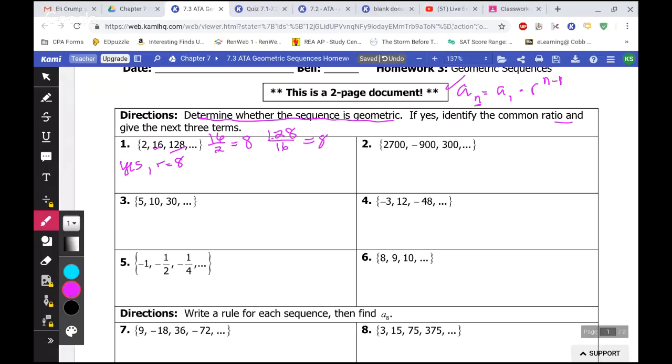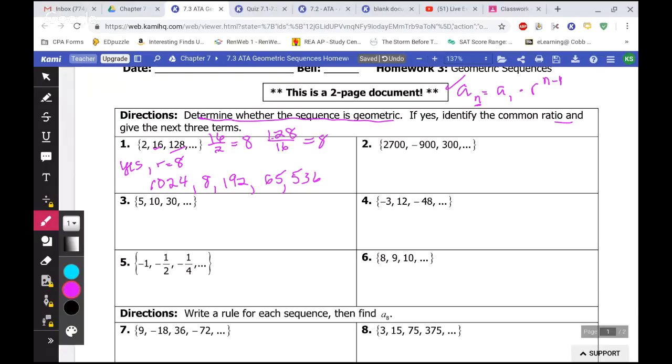Okay, good. So the next step is to take 128, multiply it by 8, and I get 1,024. Then I take 1,024, multiply it by 8, and I get 8,192. Then I take that term and multiply it by 8, and I get 65,536. So that's what you're doing there.